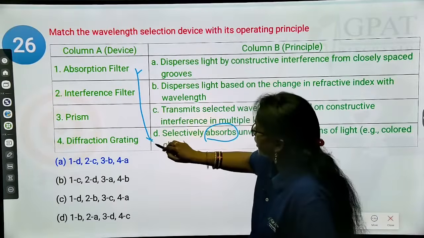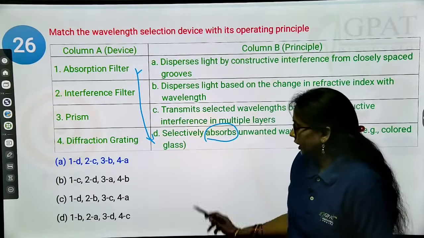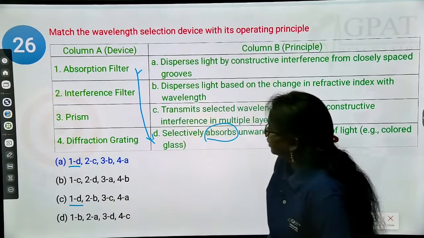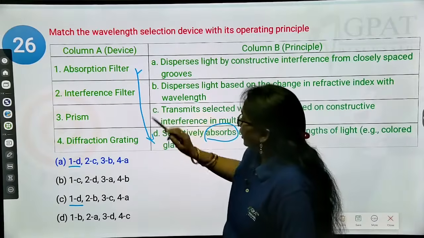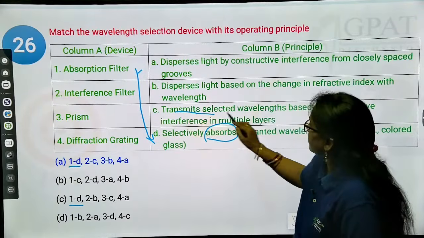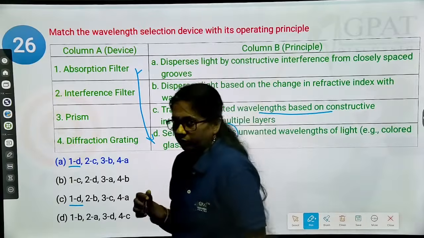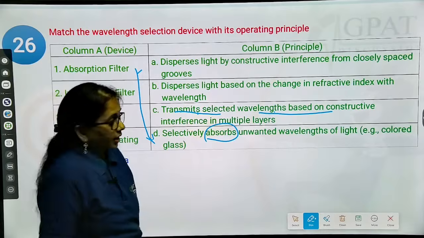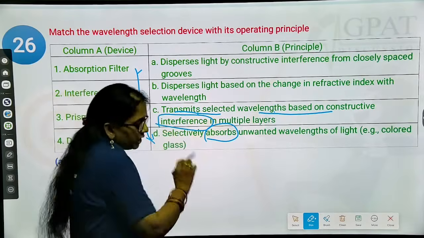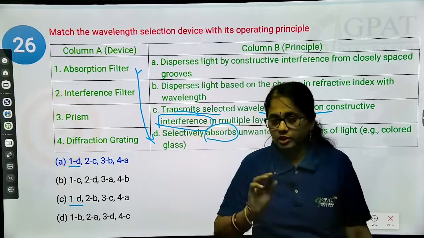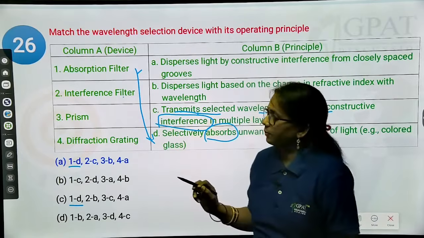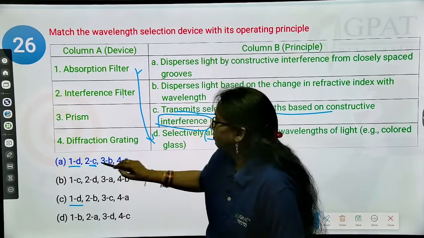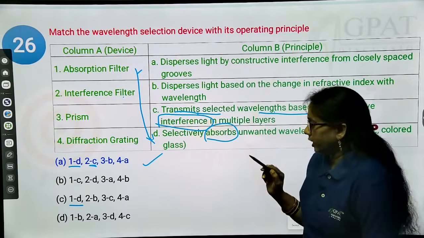So 1 is going to be related to option D. So here, 1D, here also 1D is observed. So next option, interference filters. Interference filters are also related to the wavelengths only. So these are going to transmit the selected wavelengths, and constructive interference is going to take place. Okay, so that is the purpose of interference filters. So 2C. So where is 2C observed? Only here. So option A could be the right answer.